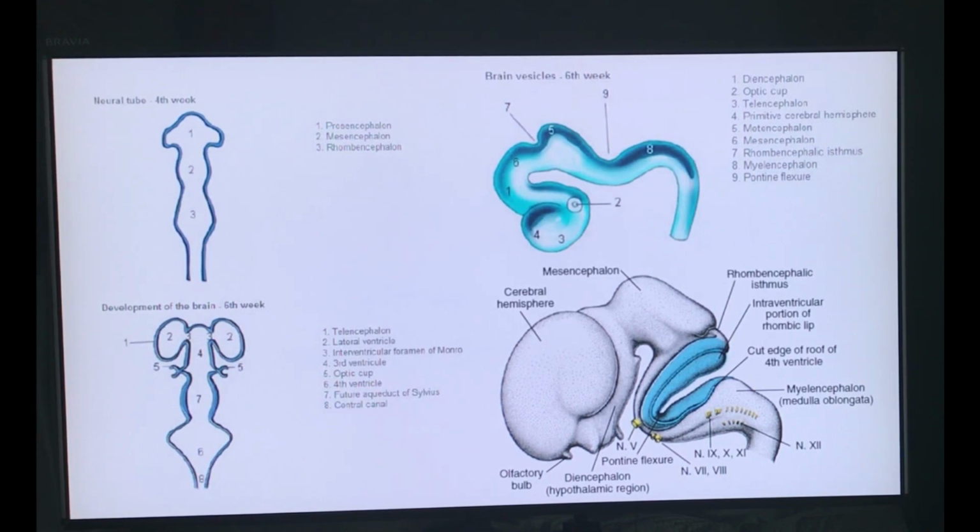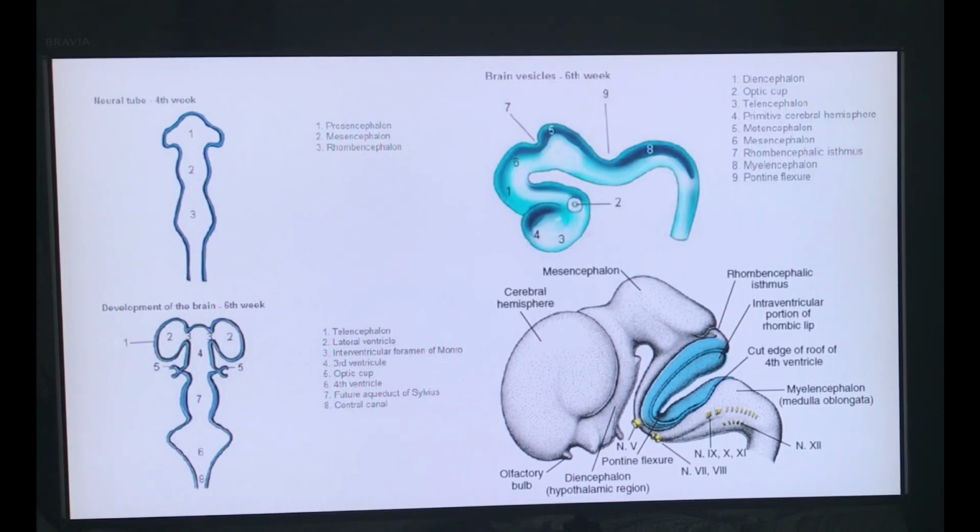The alar plate mainly contributes to the sensory neurons, and the basal plate mainly contributes to the development of motor neurons. Similarly, here also in the development of the brainstem, that is mainly the myelencephalon, metencephalon and mesencephalon, which are the parts of the brainstem, you see the formation of the basal plate and alar plate from the neuroepithelial cells.